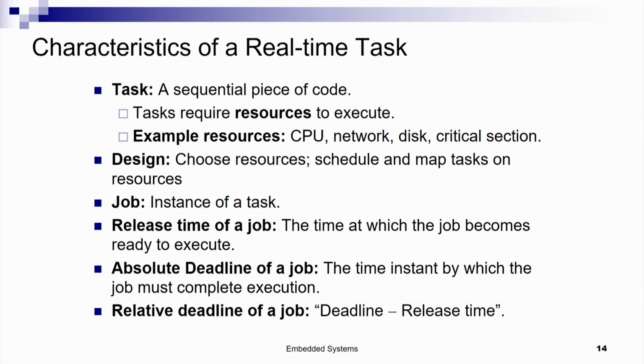The release time of a job is the time at which the job becomes ready to execute. The absolute deadline of a job is the time instant by which the job must complete execution. And we also have a relative deadline of the job, which is the deadline relative to its release time. Let us see all these parameters in the form of an example.